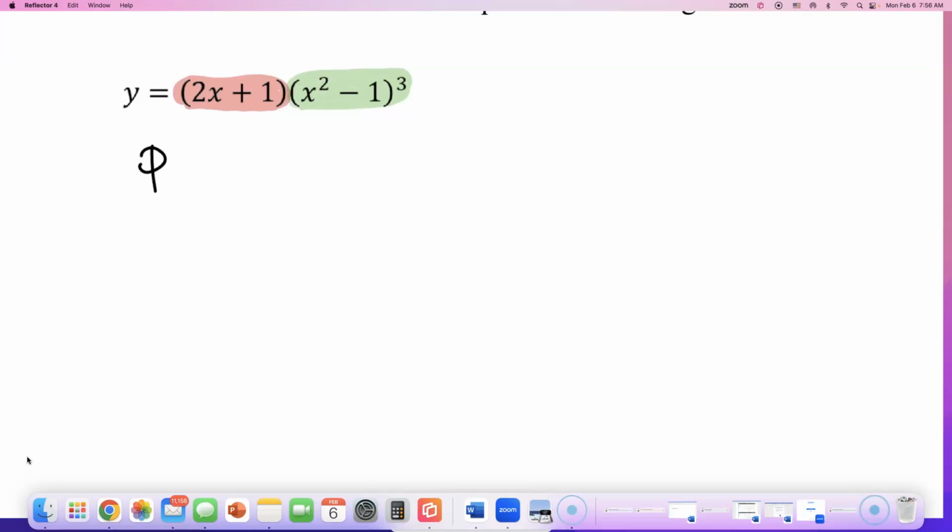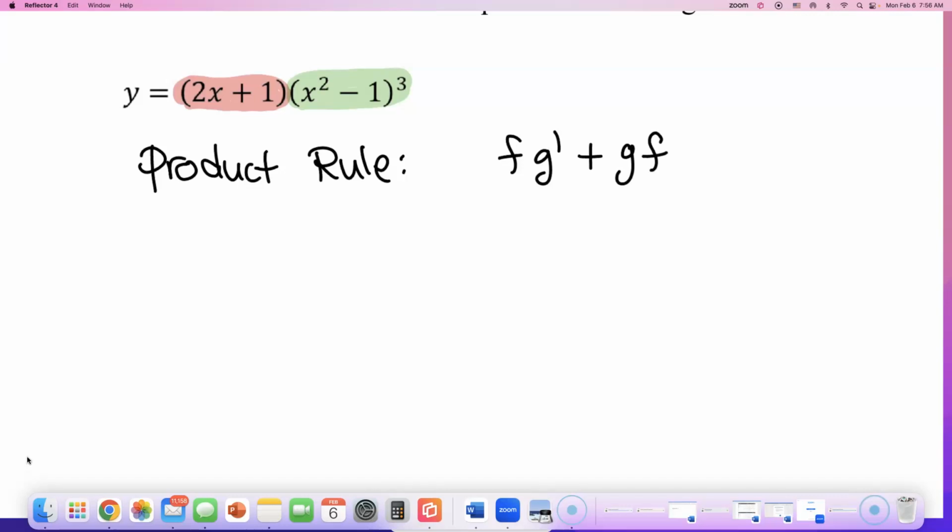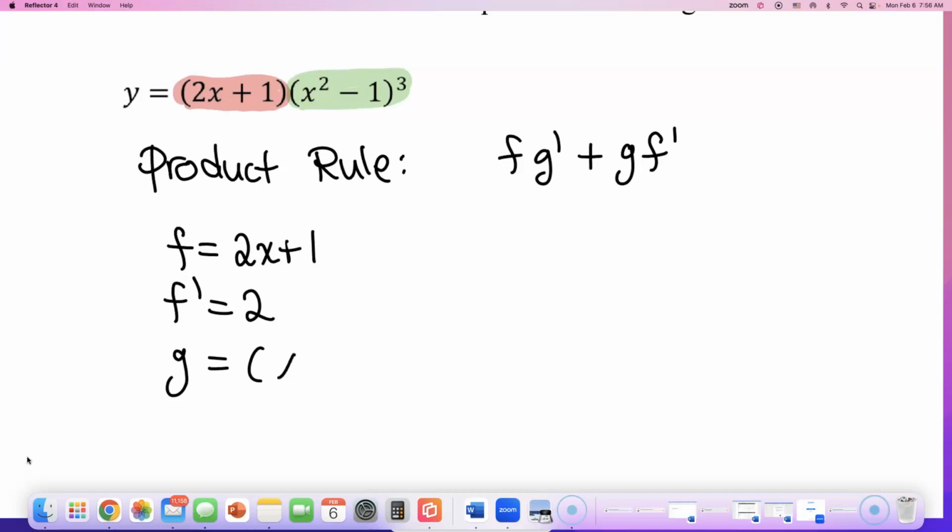So here's my big outline. I'm doing product rule, which says first times the derivative of the second plus second times the derivative of the first. My first is that red highlighted 2x plus 1. The derivative of that is just 2. My second function is what I highlighted in green, (x squared minus 1) raised to the third power.